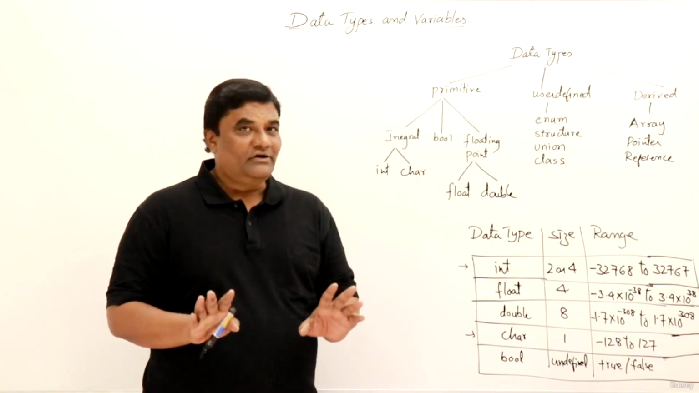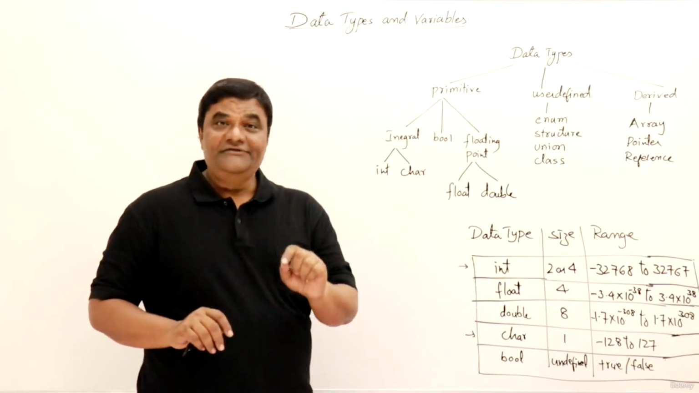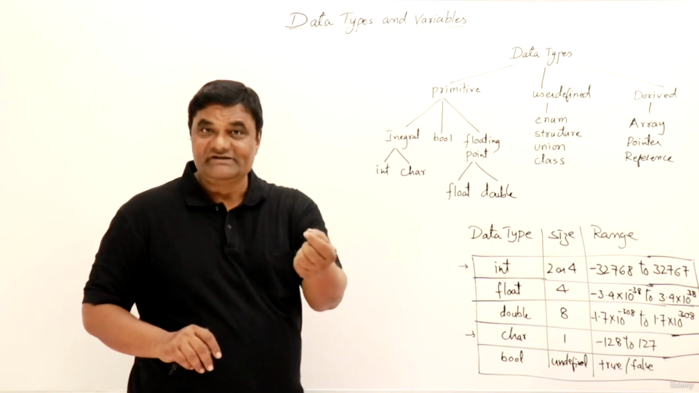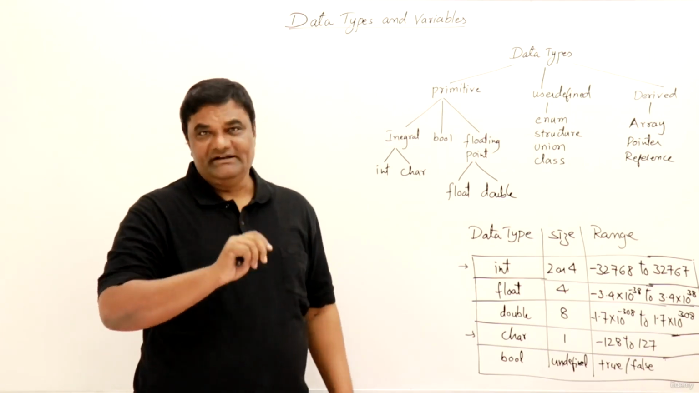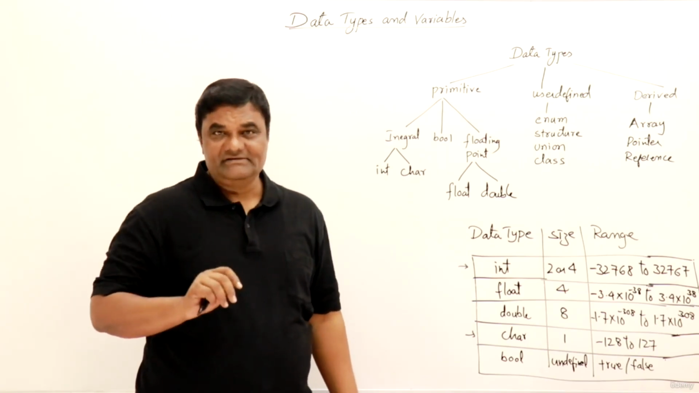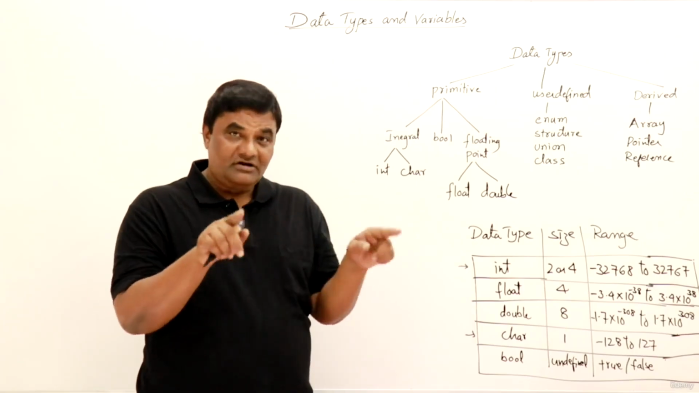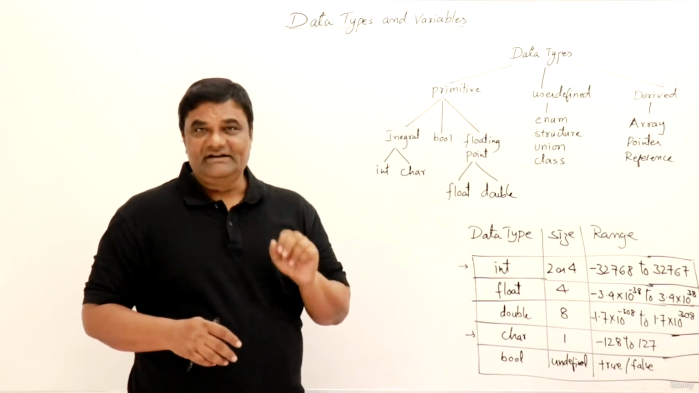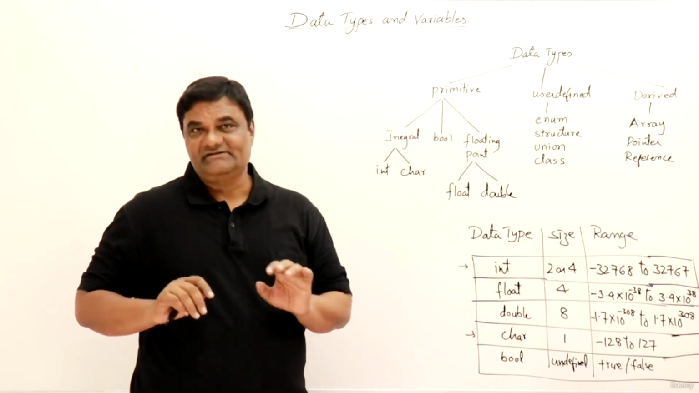Most of the compilers now take 4 bytes only. If you are using Turbo C, if you know about it, then it takes 2 bytes. Turbo C takes 2 bytes because it opens in a DOS box, it goes into the DOS shell and runs there. So there it takes 2 bytes. Otherwise, integer takes 4 bytes.